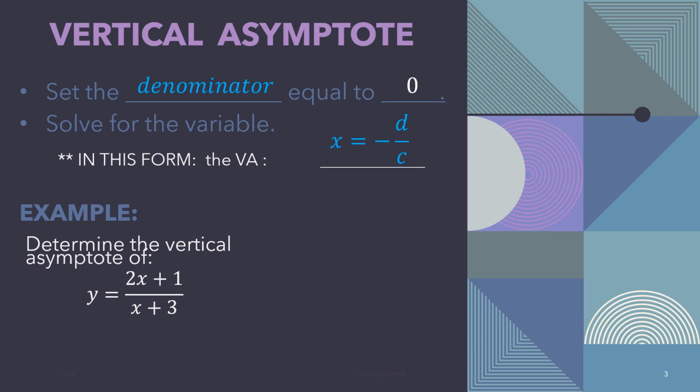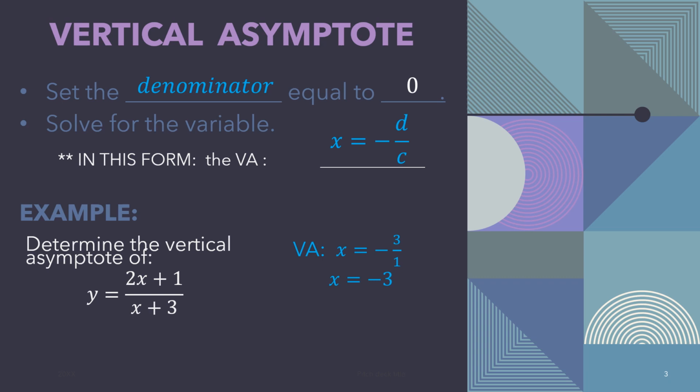Okay, so here's our example. Determine the vertical asymptote of the function y equals 2x plus 1 over x plus 3. So if I'm using the form where I take the opposite of d and divide it by c, d is 3, so its opposite is -3, and the value of c in front of the x in the denominator is just a 1. So x would just equal -3 over 1, or -3.